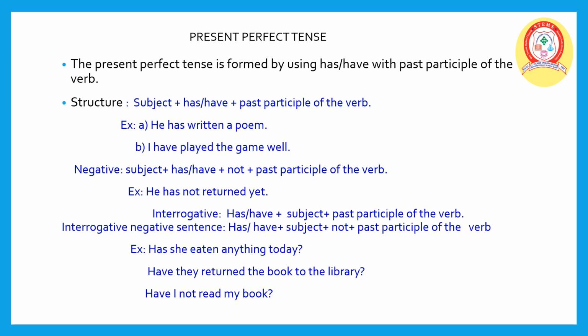Present perfect tense. The present perfect tense is formed by using has or have with the past participle of the verb, otherwise called the V3 form. The structure is subject plus has or have plus past participle of the verb.